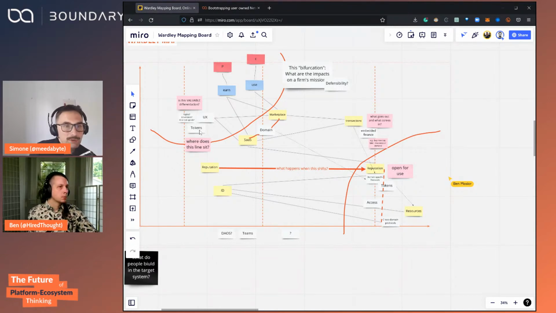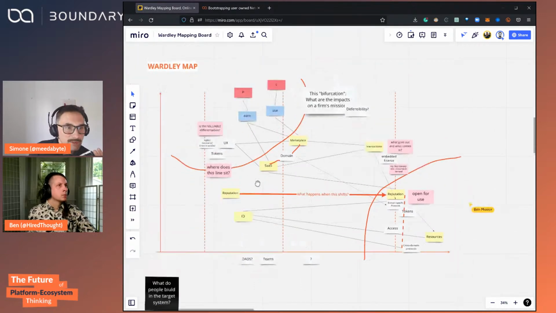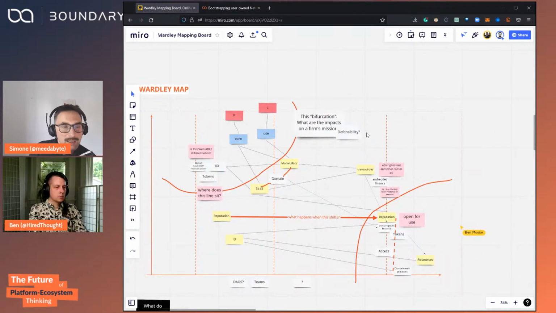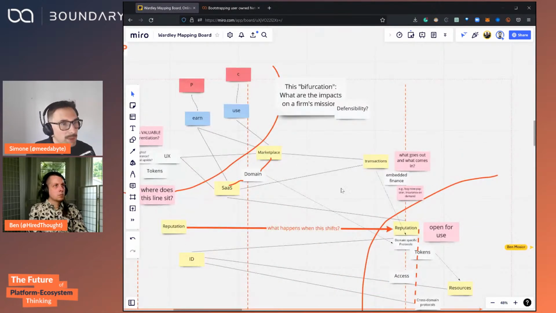So what is the point here? The point is that all this differentiation and these market evolutions are calling for probably a different idea of a firm. What is a firm's mission, and how do we think about firms across this boundary, maybe?